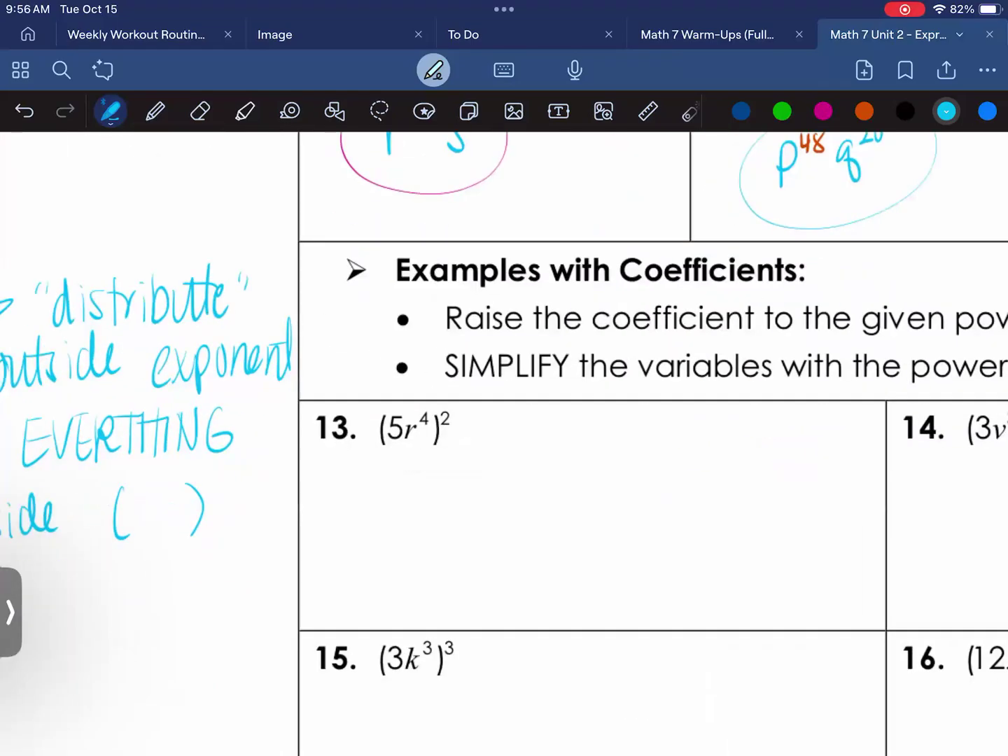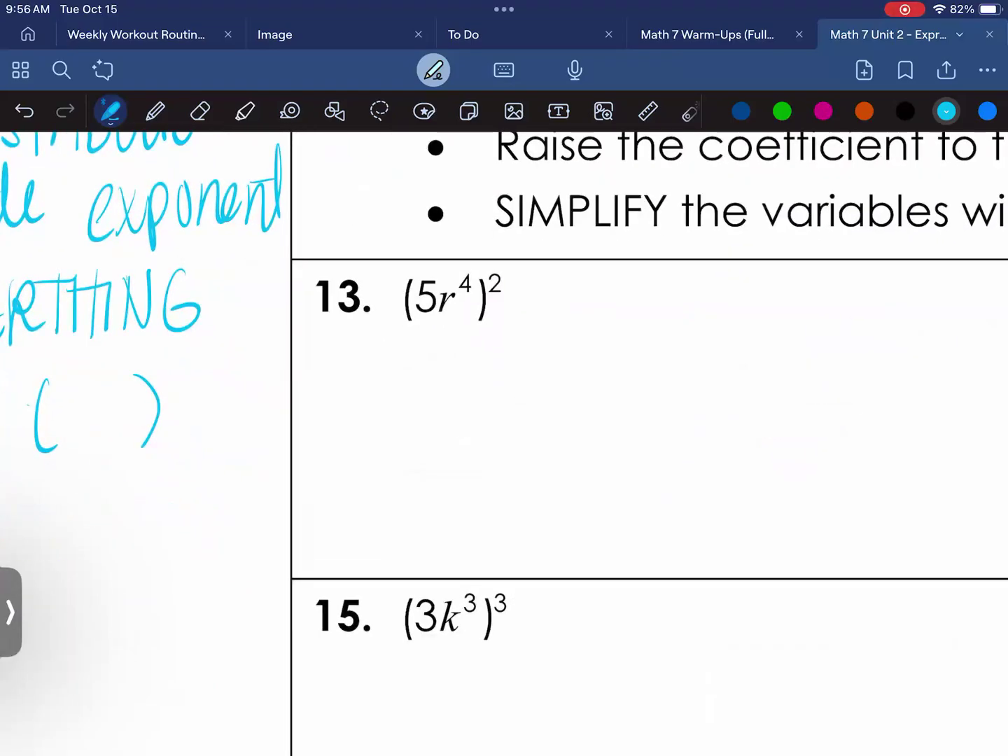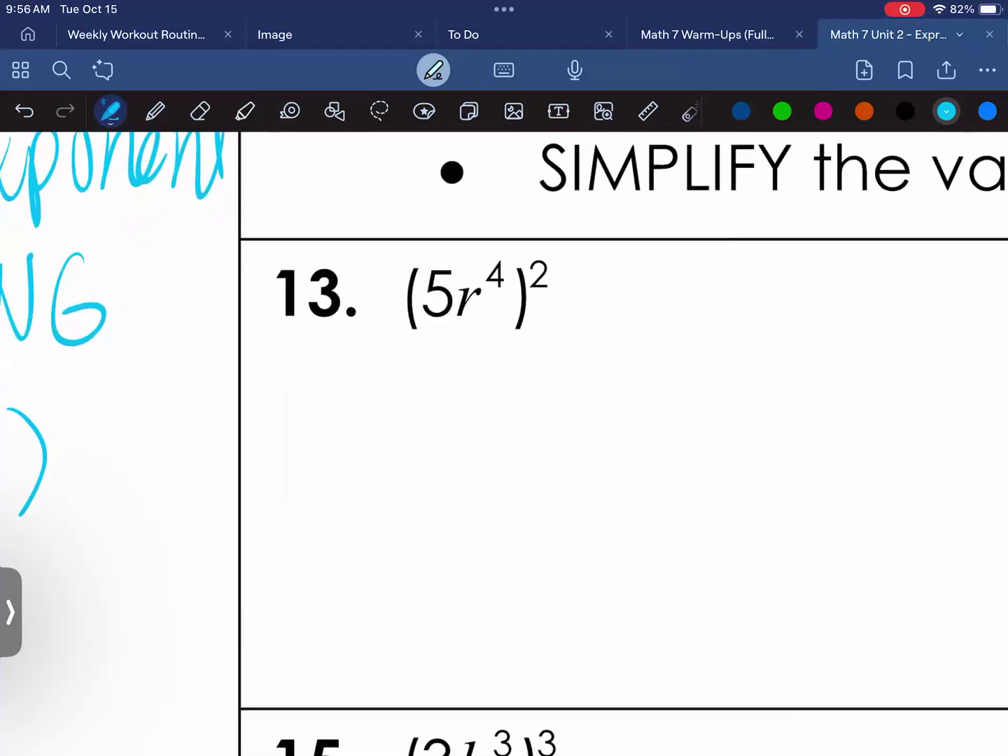So take a look at number 13. We have just 5. We don't have it raised to the power of anything. When nothing's there, remember it's always just a 1, right? So if we multiply 2 by 1, you're just going to get 2. So it's just 5 squared. If there is no exponent there, like how it's just 5 by itself, you're just going to raise it to whatever power is outside the parentheses.